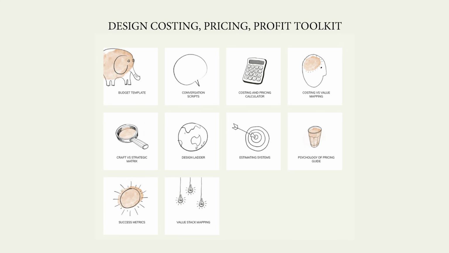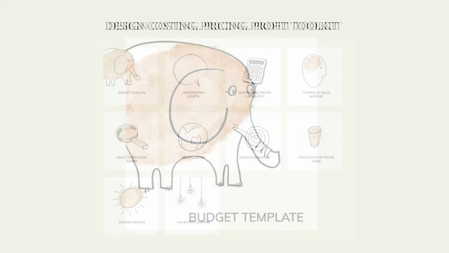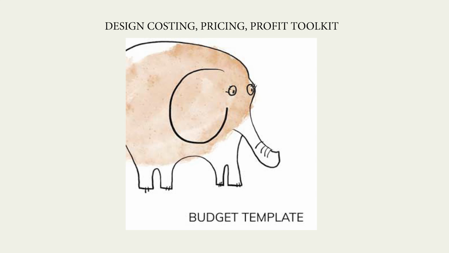I just wanted to give you a brief explanation of what's contained in the Design, Costing, Pricing, Profit toolkit. Now, the core of this toolkit is the set of tools that we supply. Everything else is based around those. So we start with a budget template. Without a budget, you really don't know whether your costing and pricing are correct. So we provide a sample budget template. We then get you to fill your budget into that after you've examined your profit and loss.